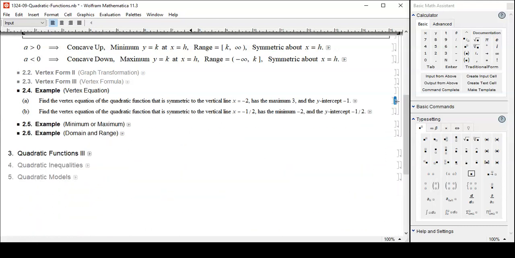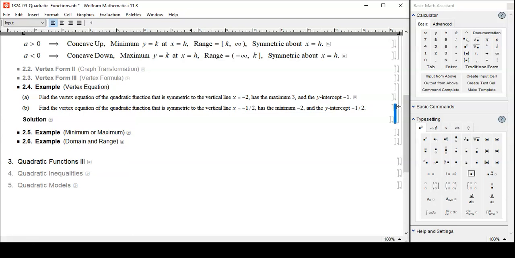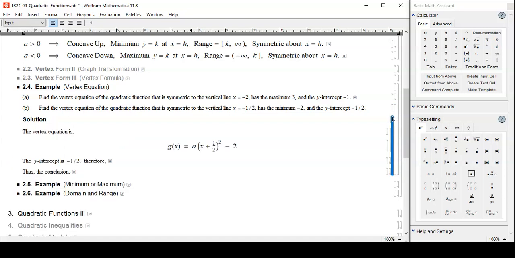One more time. Basically, the same problem again. Vertex equation for x equals negative 1/2. Okay, that's a line of symmetry, and minimum negative 2. So this time we have to have something concave up, and y-intercept negative 1/2. Good luck. Did you try? Stop the playback and try. Let's check. See if you got the right thing.